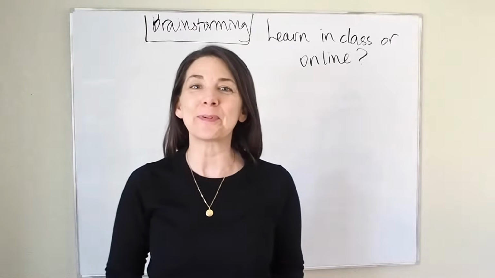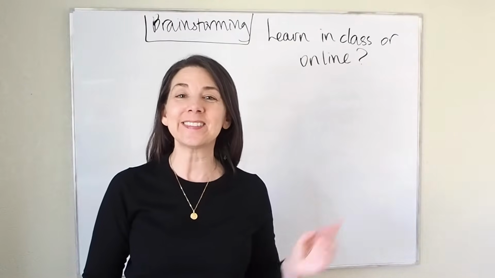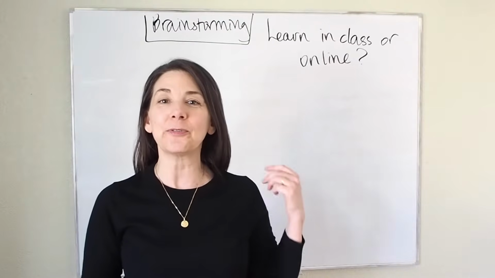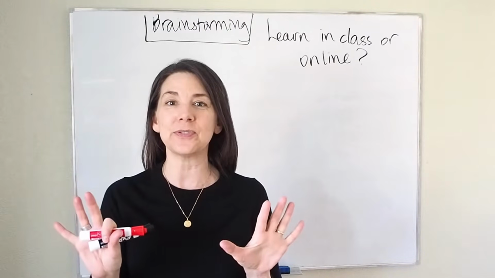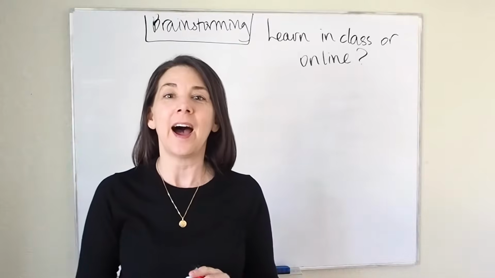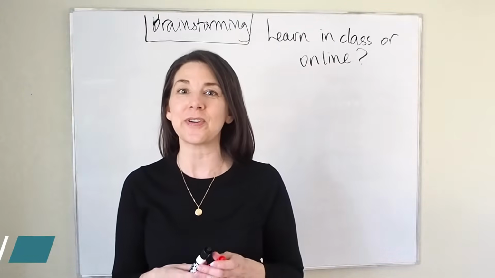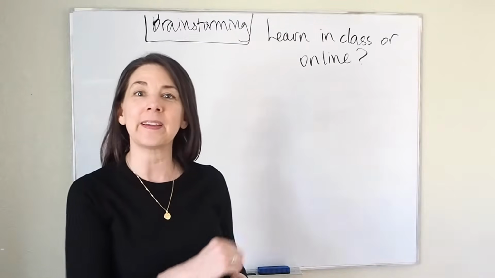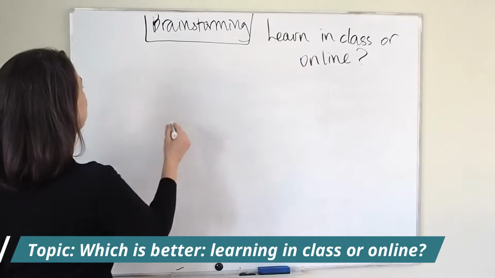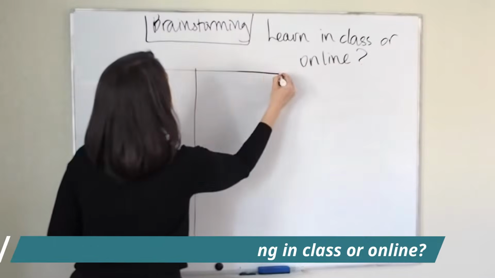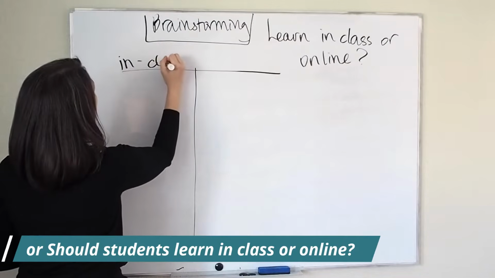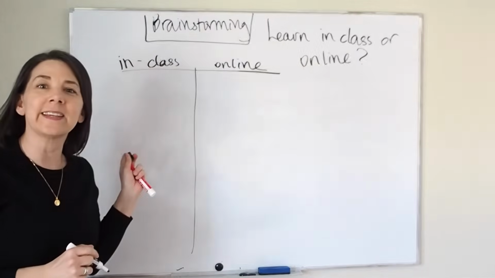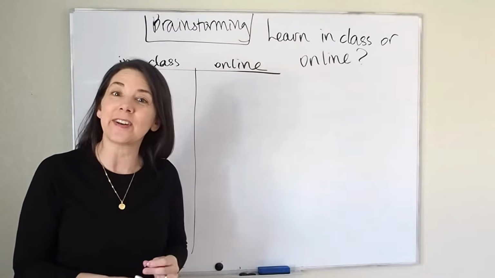My first example topic for today is learning in class or online. And there are lots of things that we can say about this topic. So for a topic like this, where I have two different things I'm going to be looking at, I'm going to make what's called a T-chart. So let me show you how that works. You're going to make a T on your paper and write each topic on each side. Like this.